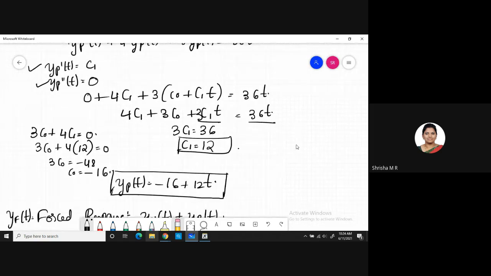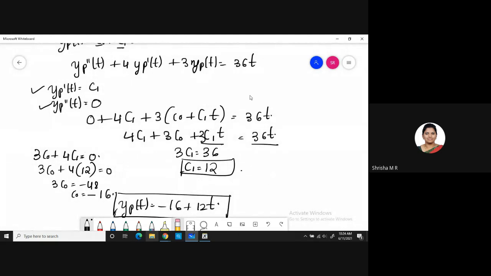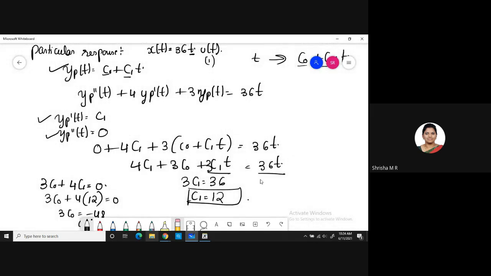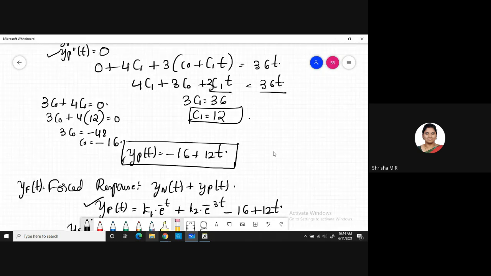Now we have to find c0 and c1 in the particular response. So try to equate the coefficients of the powers of t. If you have a t term in these two terms, equate that. Here you don't have a t term, so equate that to 0. You'll get c0 and c1. Now write the particular solution: yp of t is c0 plus c1 into t. Our c0 is 16 and c1 is 12, so it will be 16 plus 12 into t.